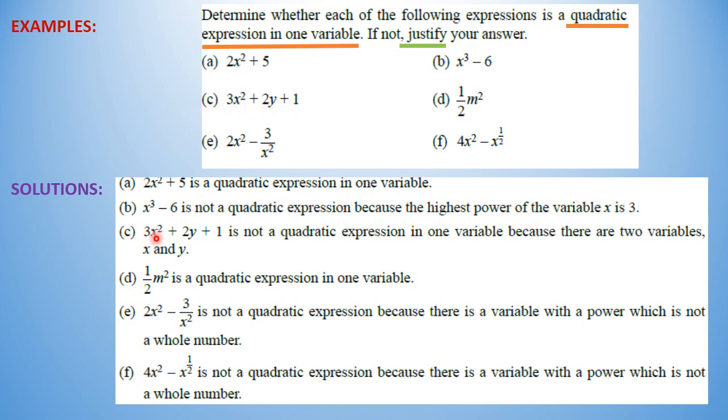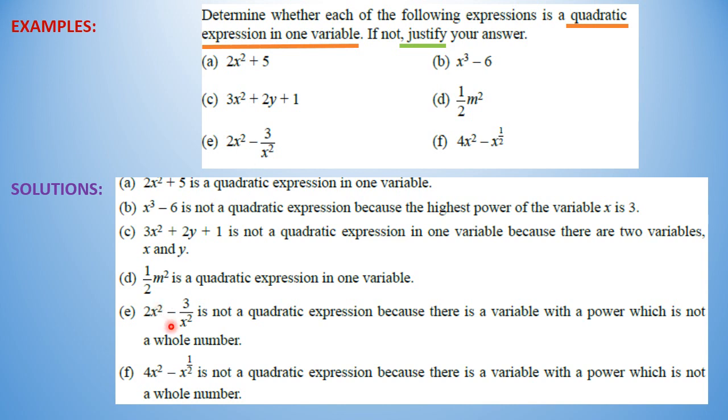Now we look at C, 3x squared plus 2y plus 1. 3x squared plus 2y plus 1 is not a quadratic expression in one variable because there are two variables. Two variables, here we have x, the first variable, and then the second variable is y. A quadratic expression in one variable can only accept one variable, not two variables, okay? Now we look at D, 1 over 2 m squared. 1 over 2 m squared is a quadratic expression in one variable because the highest power is 2, and then a equal to 1 over 2, b can be 0, and c can be 0.